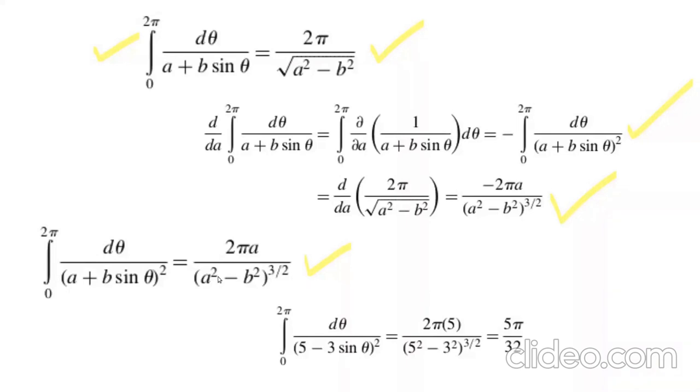And if we look carefully, the given integration is actually similar to this only. But if you compare, this a will be 5, this b will be minus 3, and the rest of the things are the same. So we can put these values of a and b in this expression, and we can find the value of this integration. This will again be 5 pi by 32. So these are the 2 methods to solve this corresponding integration.